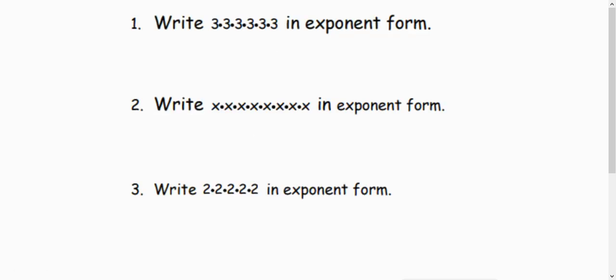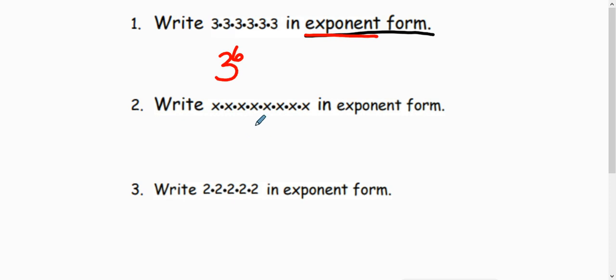So we have here an expanded form, and I want to write it using an exponent and put it into exponent form. So let's think about what is our base in this first example. Well, the number being multiplied is 3. So my base is 3. And how many times is it being multiplied? 1, 2, 3, 4, 5, 6. So what would my exponent be? 6. So my answer here in exponent form is 3 to the 6th power.